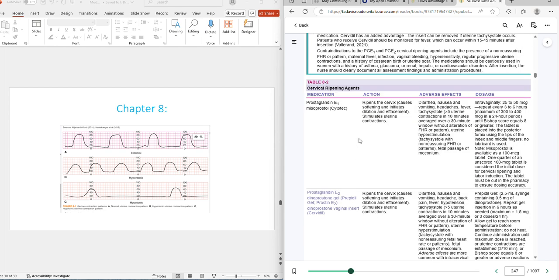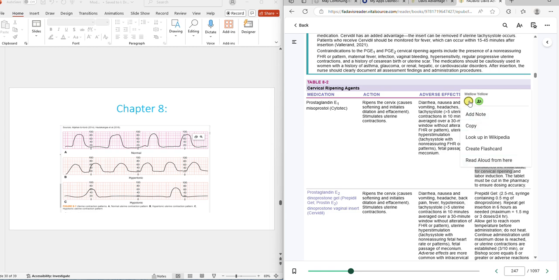Table 8.2 is talking about some cervical ripening agents. These are used all the time. There's one called Cytotec, which is a little tiny pill. We place it without using any type of lubricant because it will not dissolve into lubricant. So we place it right outside of the cervix. Sometimes it's hard to find if we have to go back and retrieve it, but it's usually a quarter of a 100 microgram tablet, and that's the initial dose.